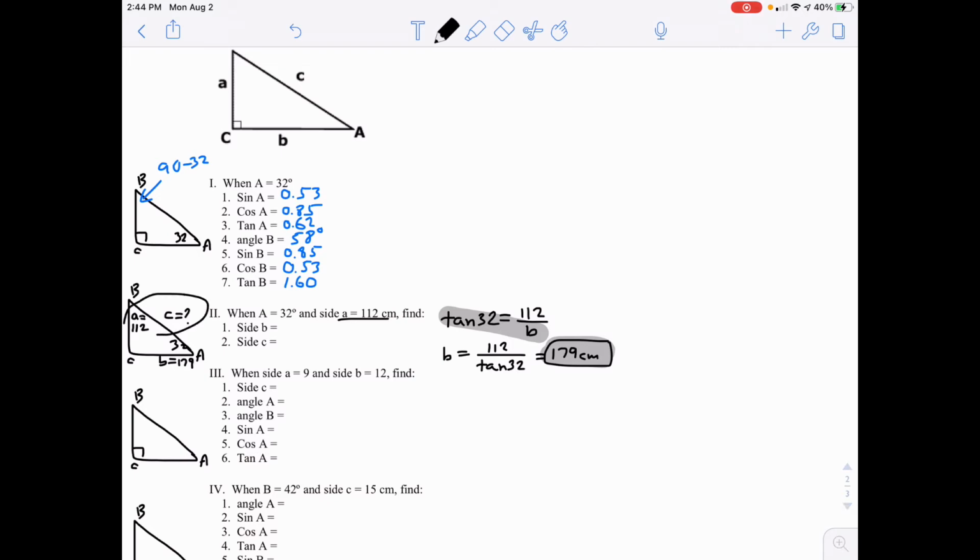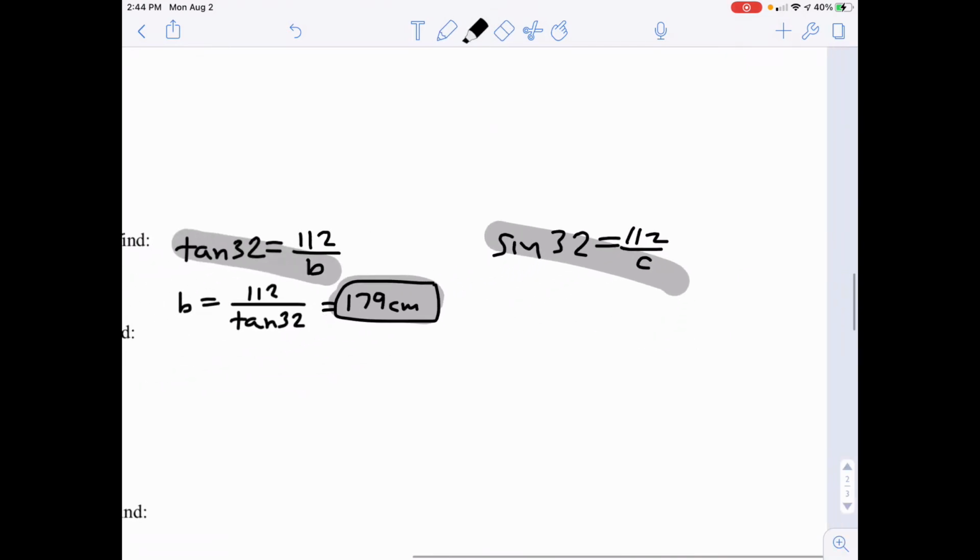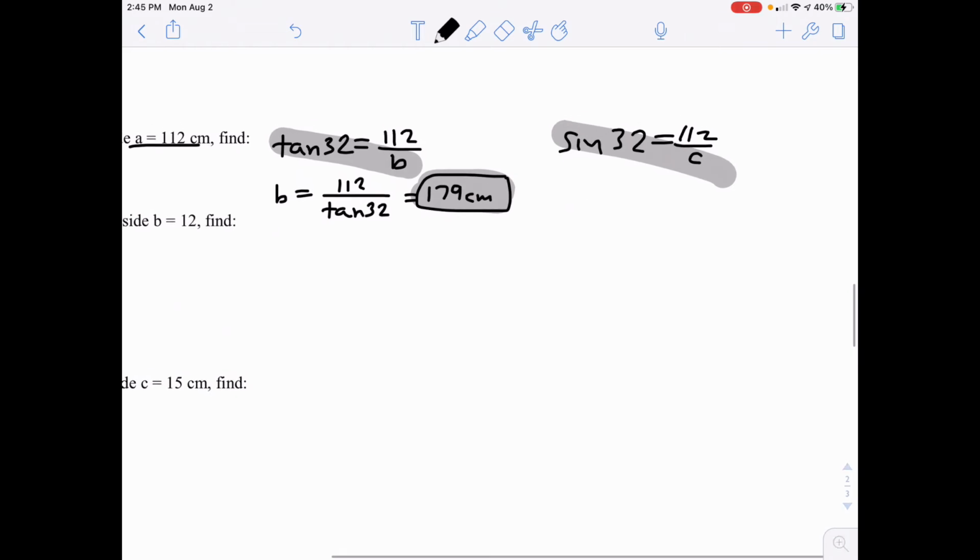So sine would be opposite over hypotenuse. So sine of 32 is equal to 112 over c. Again, we'll go ahead and do the switcheroo. That's supposed to be a c there, guys. There we go. And again, we get c is equal to 112 over the sine of 32. 112 over sine 32, and we get roughly about 211 centimeters.